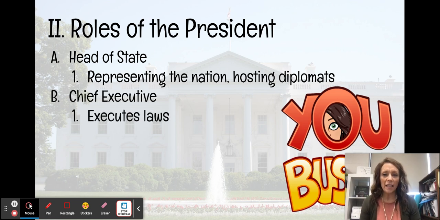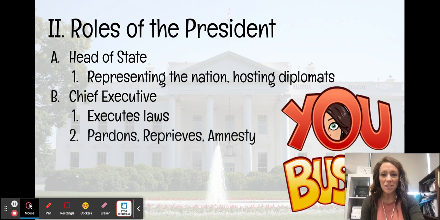As the chief executive, as the term implies, the president is responsible for executing the laws that Congress passes, and he's also responsible for executing the decisions of the Supreme Court. Okay, so anytime the Supreme Court makes a decision, the president is also supposed to enforce those decisions.